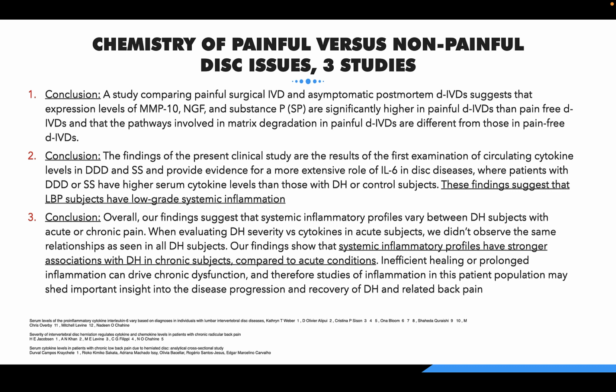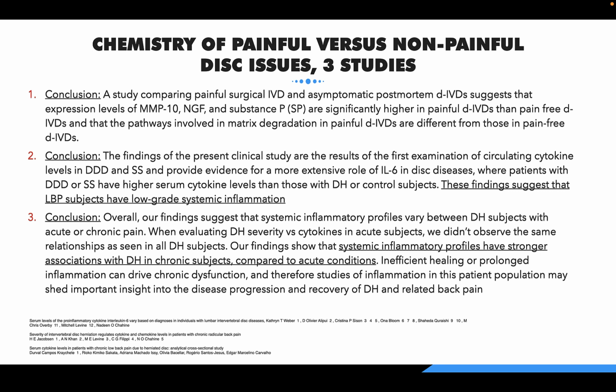Second study, the findings of the present clinical study are the results of the first examination of circulating cytokine levels in degenerative disc disease and spinal stenosis and provide evidence for a more extensive role of IL-6 in disc diseases, where patients with degenerative disc disease or spinal stenosis have higher serum cytokine levels than those with disc herniation or control subjects. These findings suggest that low back pain subjects have low-grade systemic inflammation. Again, another clue that the difference in painful versus non-painful is in the chemistry.